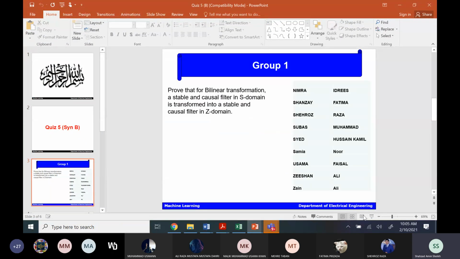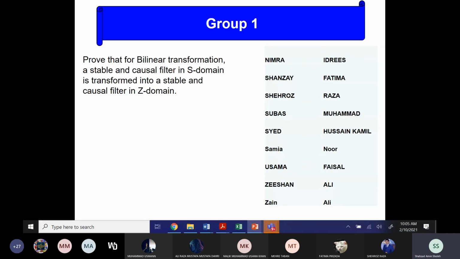This is the quiz for group 1. Just 4-5 lines, not more than that. Prove that for the bilinear transformation, a stable and causal filter in S domain is transformed into a stable and causal filter in Z domain.